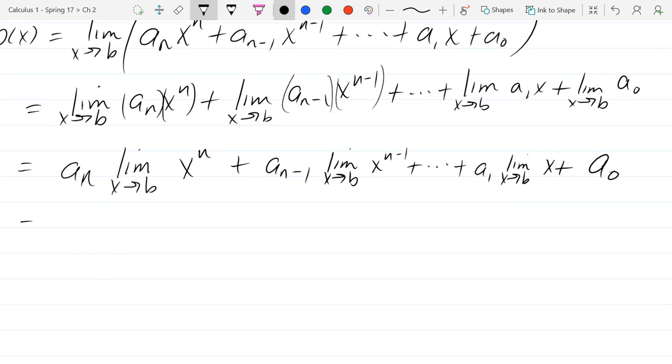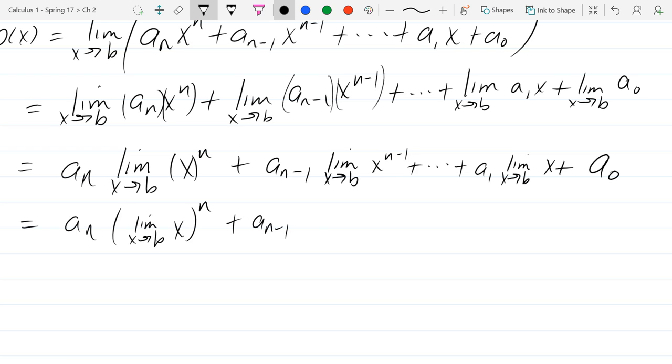Now ready to do the power limit law. So we basically bring the exponent outside the limit. So we take the limit of that inside part, so it's just limit of x, and then raise that limit value to the nth power. And same thing here. And this one, I don't need to use the exponent law at all. What is the limit of x as x approaches b? That's just b. This is the other special limit that we have, the identity limit. This is just b plus a_0.